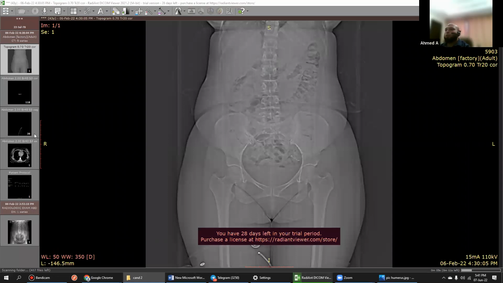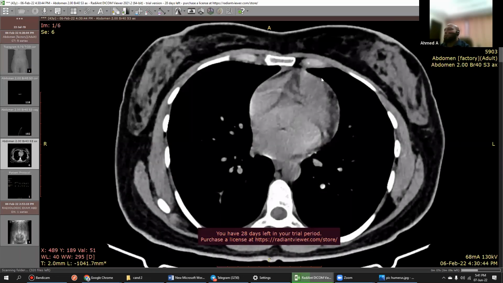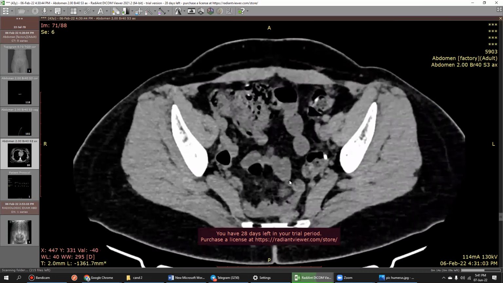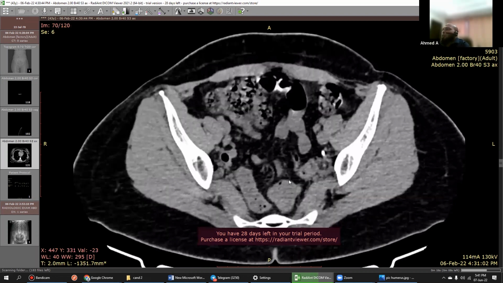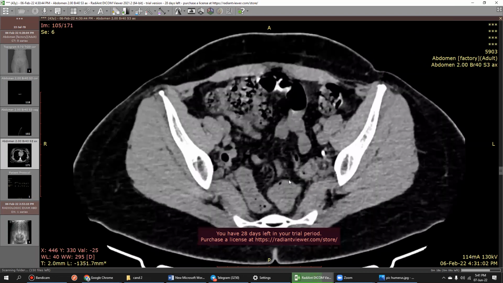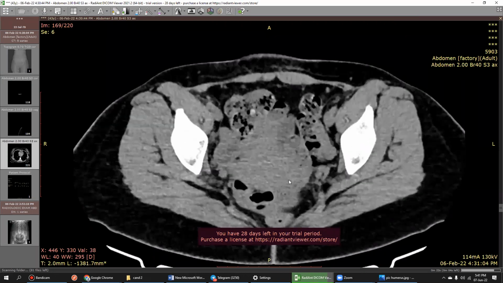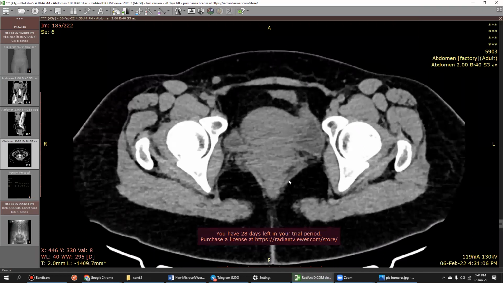You can see the abdomen. CT. Okay, so these are non-enhanced images of the CT scan of the abdomen. And I'm going from caudal to cranial.